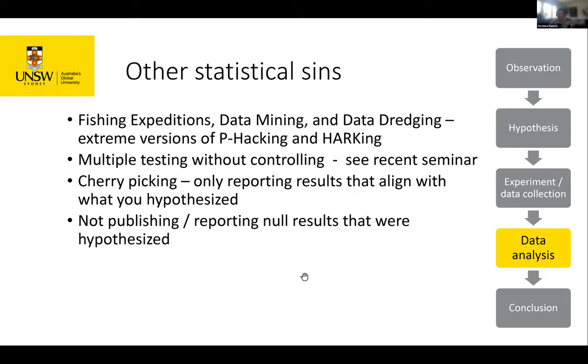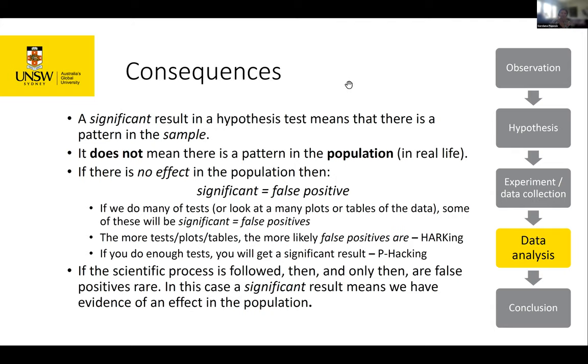Okay, so what are the consequences? I've maybe gone a little bit backwards, but basically a significant result in a hypothesis test means that there's a pattern in the sample that you've collected. It doesn't necessarily mean there's a pattern in the population or in real life. So if you imagine a population where there is no effect, then in that population, every significant result is a false positive.